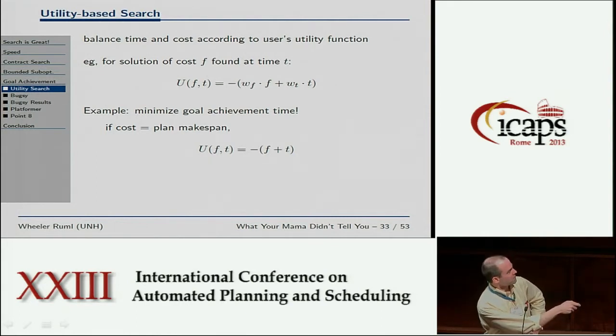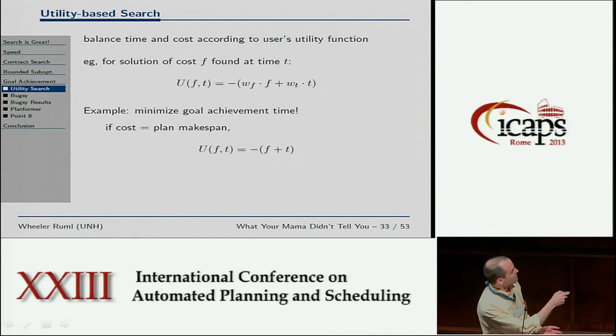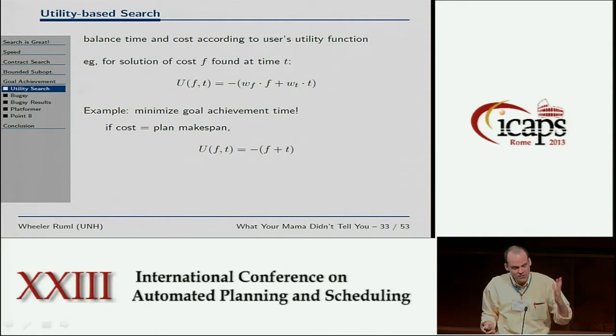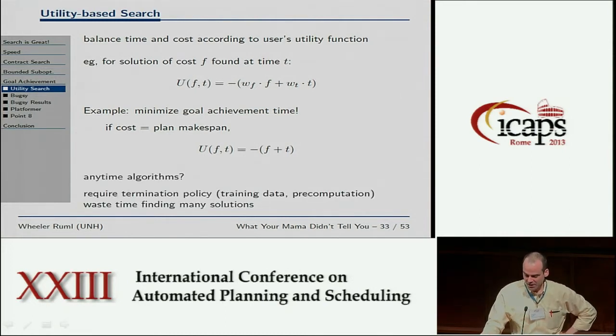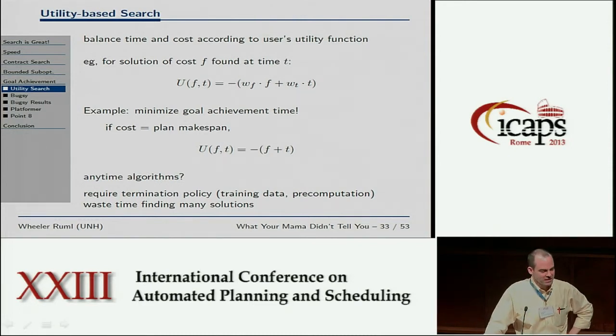If the cost of a plan is the makespan of the plan, its duration, and we add that to the solving time, this is how long from now the goal will be achieved. That is the time we should be minimizing, right? So this is a neat special case of this general linear utility function. So let's make an algorithm that optimizes this. Traditionally, people use anytime algorithms for this kind of thing. But I want to point out that anytime algorithms will run until they find an optimal solution, right?